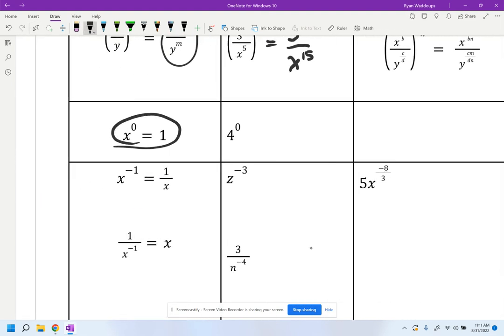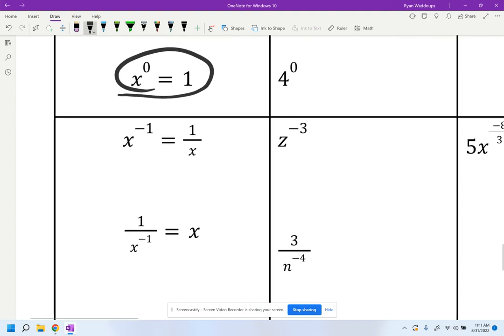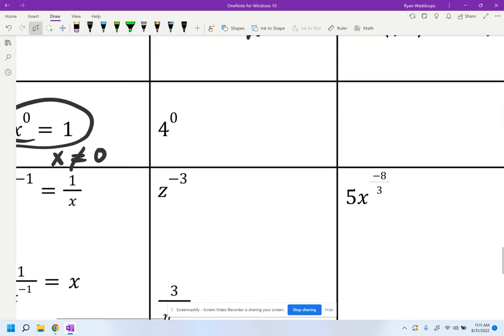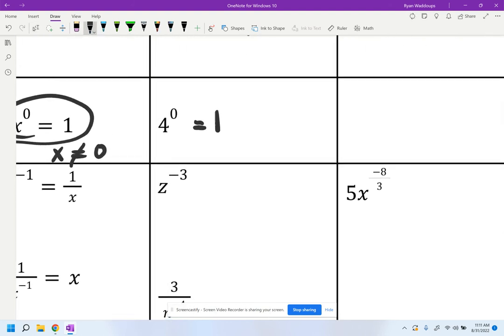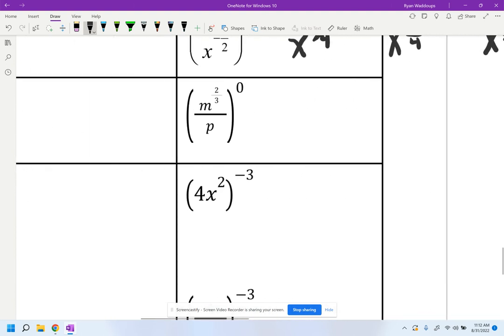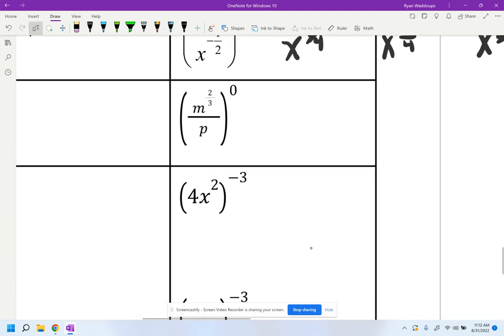Anything raised to the 0 power is 1, with the exception of 0. This x cannot be equal to 0. But 4 is not 0, so 4 raised to the 0 power is 1. So here, all of this is raised to the 0 power, which means that all of that is equal to 1, just so long as neither m nor p are equal to 0.